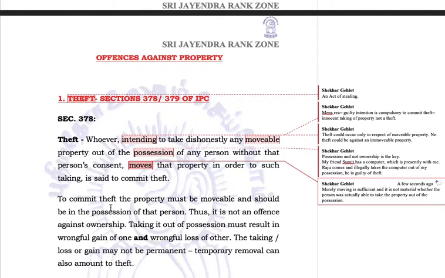To commit theft, the property must be movable and should be in the possession of that person. Thus, it is not an offense against ownership. Taking it out of possession must result in wrongful gain of one and wrongful loss of another. The taking, loss, or gain may not be permanent. Temporary removal can also amount to theft.